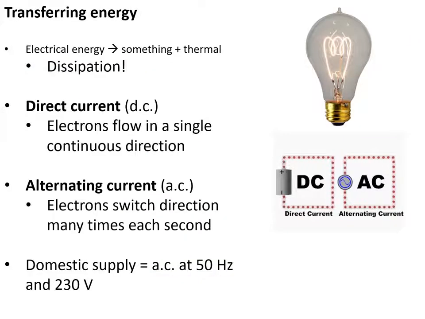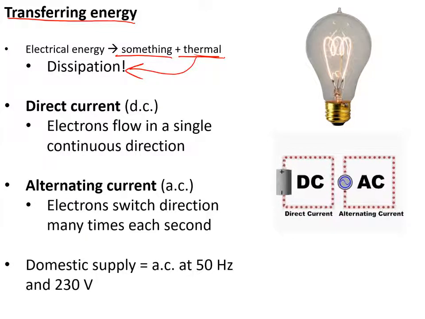If we look at that energy transfer in a bit more detail, whenever electrical energy is transferred from one form to another, it transfers into one form plus some thermal energy. That thermal energy is normally wasted. We call that process dissipation. That's the way that energy spreads out and becomes less useful.